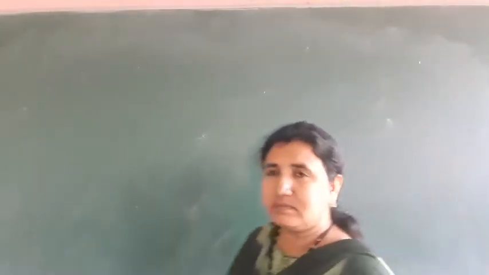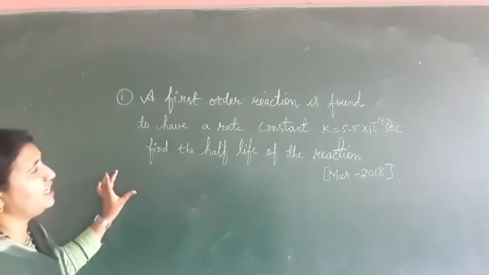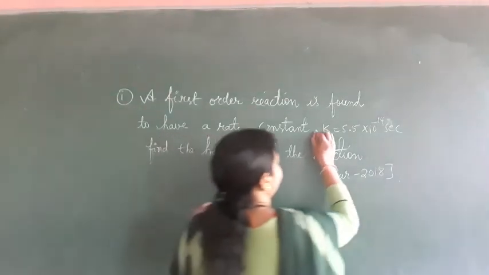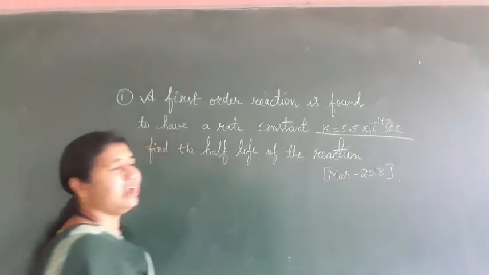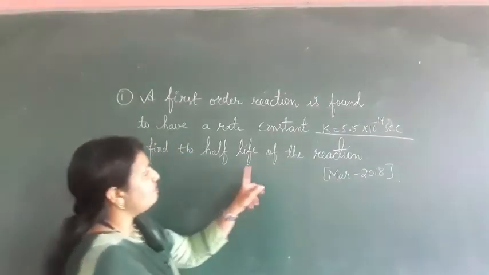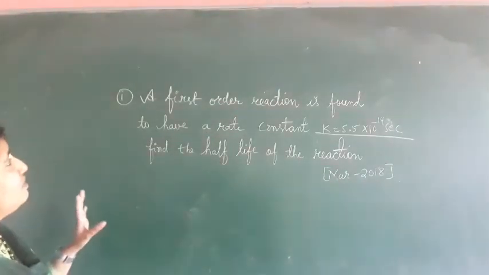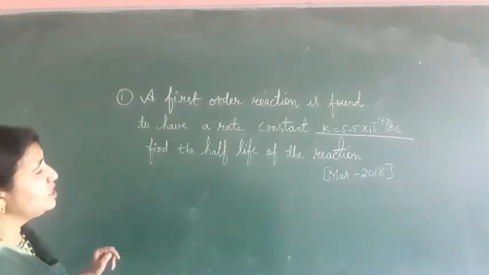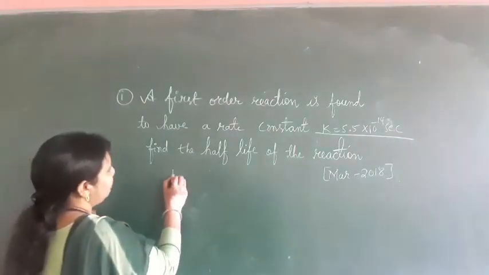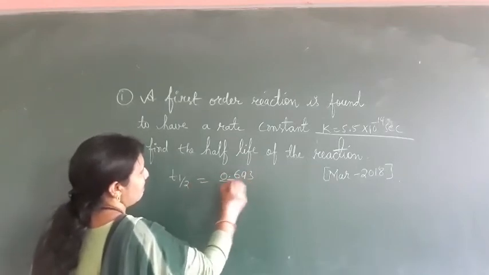The first problem, see here. A first order reaction is found to have a rate constant value K equal to 5.5 into 10 to the power minus 14 per second. Find the half life of the reaction. Here they have given a first order reaction, so for the first order half life formula, t half is equal to 0.693 by K.